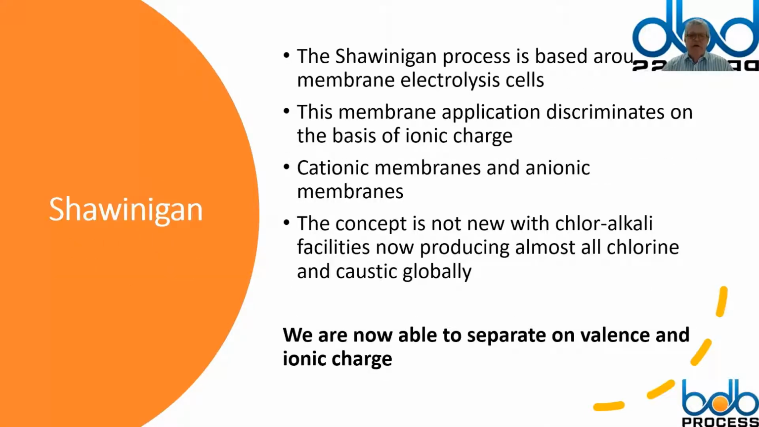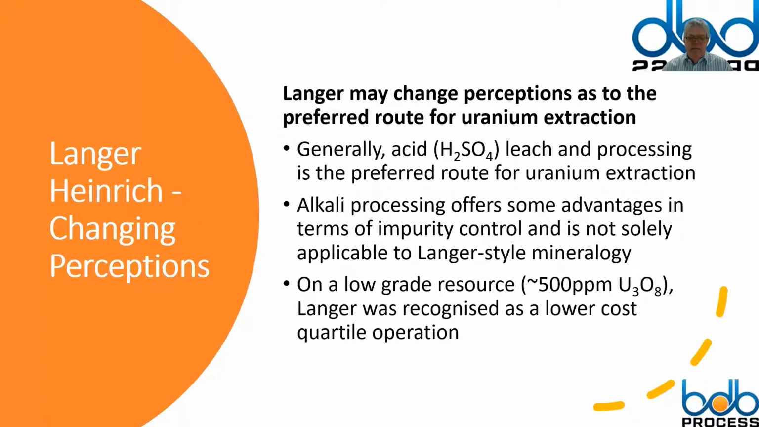One point I failed to mention there: with this NF separation, we're separating on the basis of valence. So we can keep the monovalent ions going through to the permeate side of the membrane, and in the retentate all the higher valence ionic species are retained. This is a mode of separation that, to my understanding, we really haven't had before as an industry.